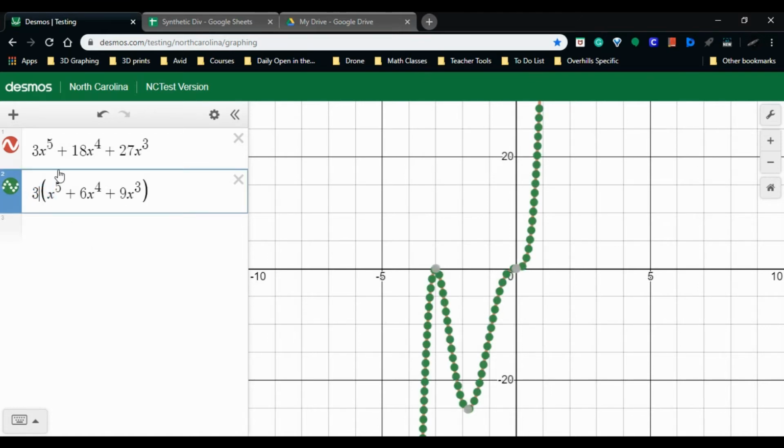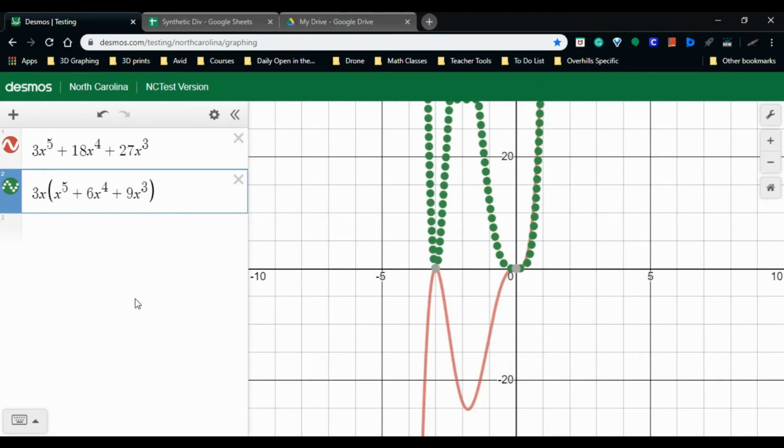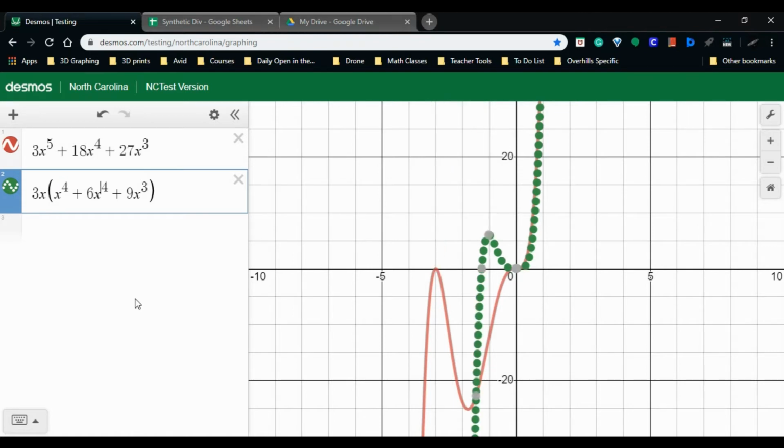So now I want to take this a step further. I see every one of these terms has an x, so I'm going to factor out an x. Now when I just do that, see how my graph changes. That means I've changed the equation. But when I factor out an x, I end up having to reduce all of my powers by 1, because I've removed a 1x. And you can go through the long division however you want to get to this process, and then arrive at your answers there.